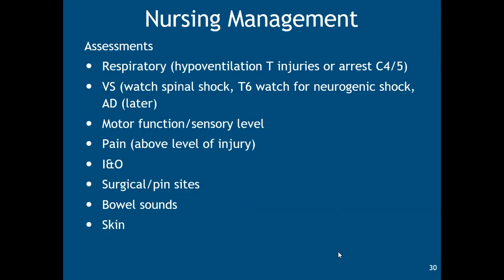All right, nursing management of these patients. Of course, we're going to do lots of assessments. We'll do very thorough neuro and respiratory assessments. We're making sure that we're assessing for hypoventilation, especially if their level of injury is in the cervical region. With T-level injuries too, we might look at how well they are breathing, how well they are able to clear secretions, and whether they need assistance with coughing, those kinds of things too.